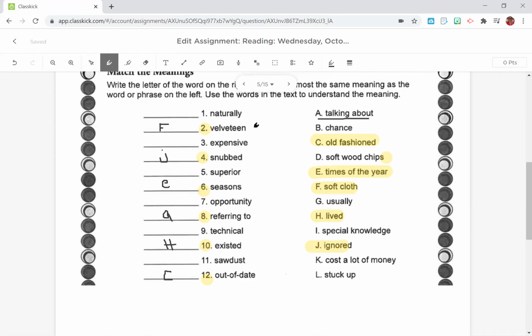Go ahead and write all of these down, and then you will have to complete the odd numbers. 1, 3, 5, 7, 9, and 11. Once you're finished with that, you're complete with your reading skill.